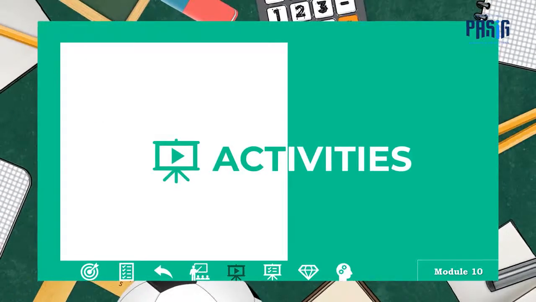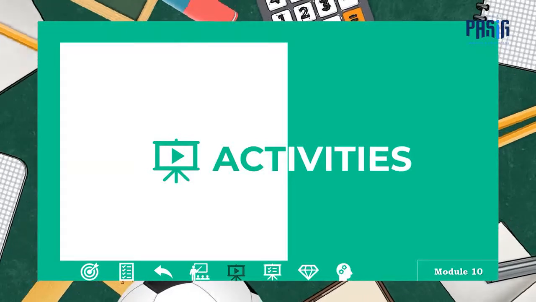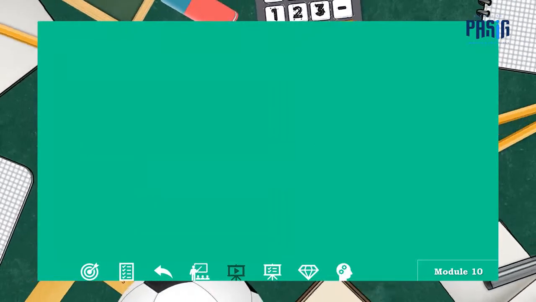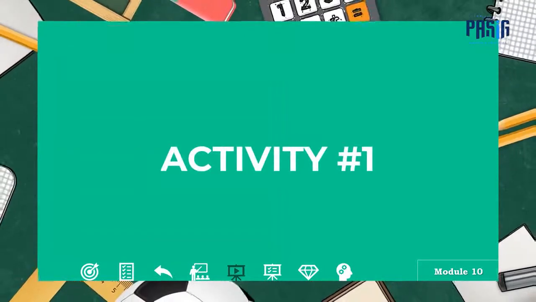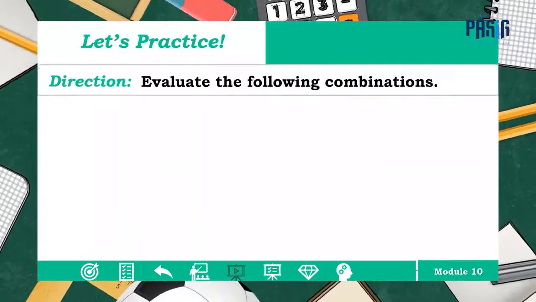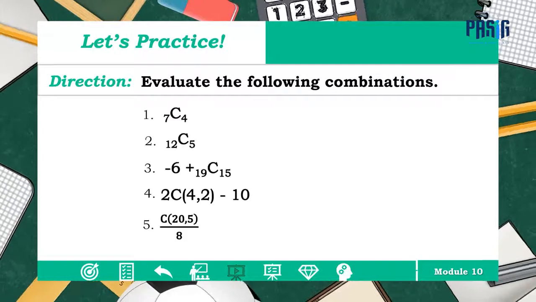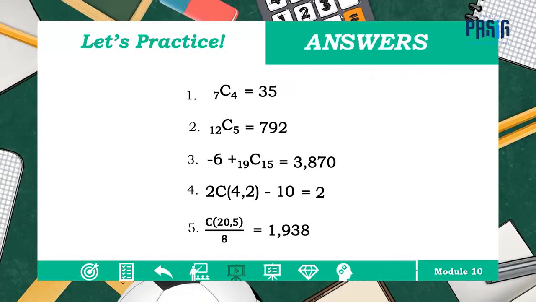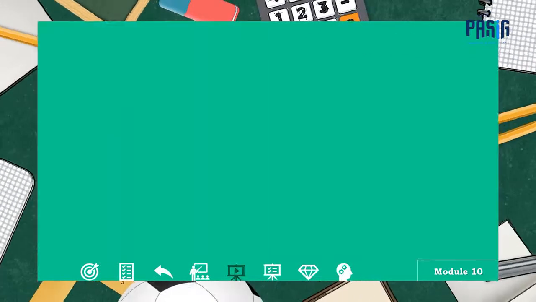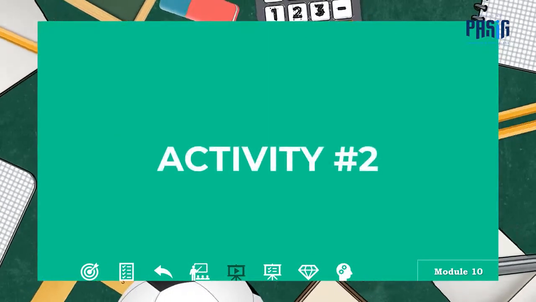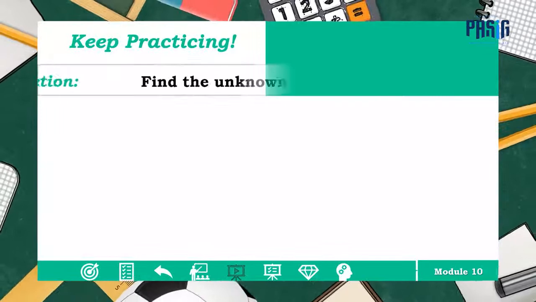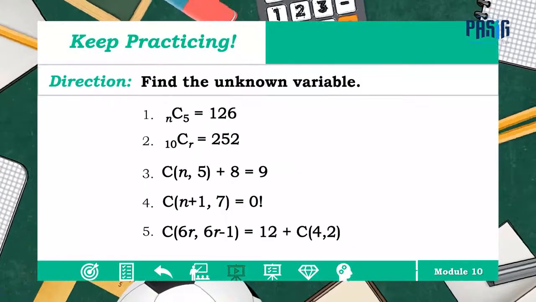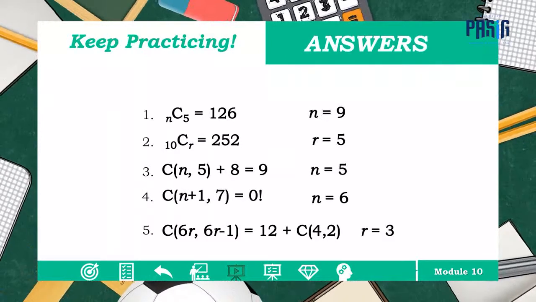Activities. In each activity, you may pause the video while answering, then play it once you are done. Activity 1. Let's practice. Evaluate the following combinations. Now, check your answers. Activity number 2. Keep practicing. Find the unknown variable. Now, check your answers.